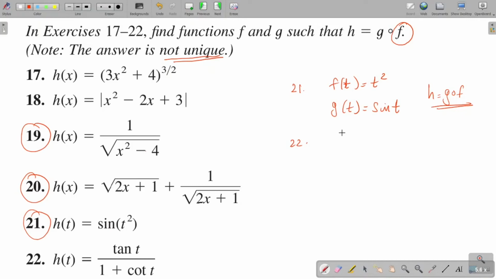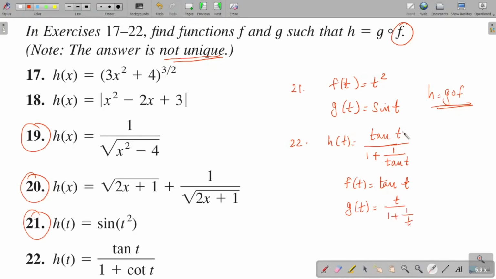And the last problem, 22. h of t equals tan t divided by 1 plus cos t. Cos t is actually 1 plus 1 by tan t. So the first operation you have to perform is tan t. So you have to define f of t as tan t and g of t as t divided by 1 plus 1 by t. That is, you have to consider this tan t as t itself. So we have t divided by 1 plus 1 by t.